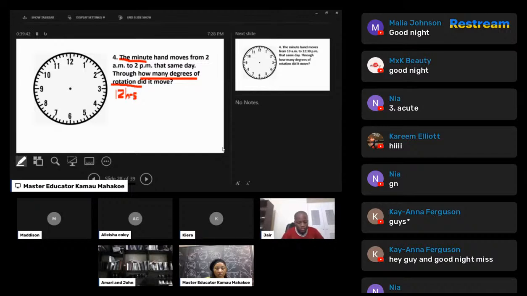When the minute hand moves from the 12 clockwise back to the 12, how many degrees of rotation is that? Miss, could I try? Yes, please. Is it 360 for one rotation? 360 what? Degrees for one rotation. So one full rotation about the axis is 360 degrees.